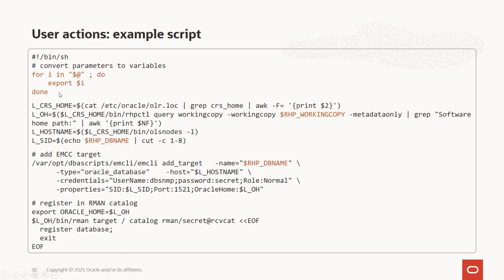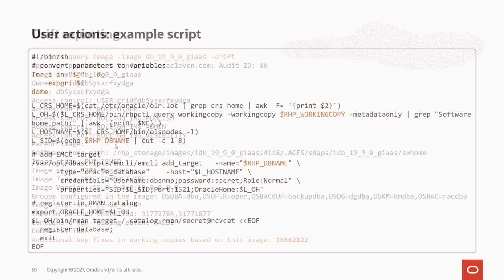FPP Server calls this script by passing a few variables as parameters. By using this small loop, you can convert the parameters to variables and use these variables in the action script. So all those variables are documented in the FPP documentation. You can use them and have your script doing what you expect to have after an operation with FPP.